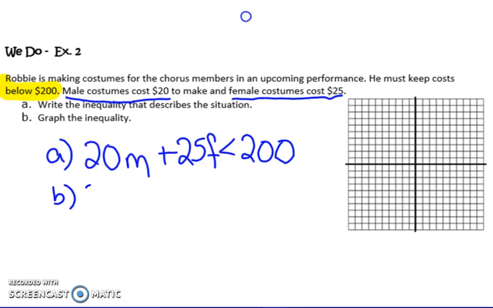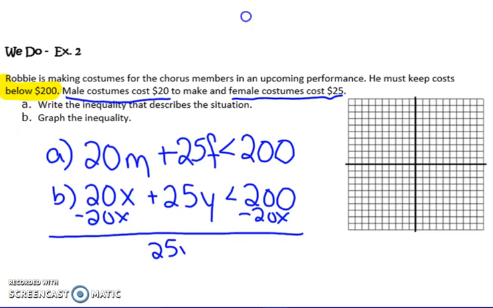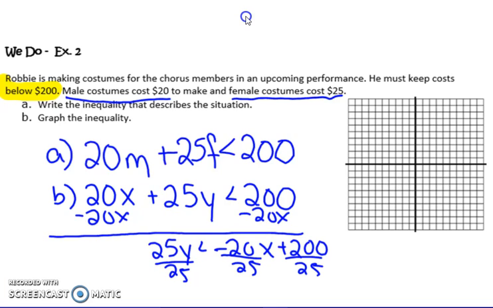Well, again, we want to graph it, so I'm going to turn it into x and y, and x is always first in standard form. So from here, I'm going to subtract 20x on both sides, and I'm going to have 25y is less than negative 20x plus 200. We need to get y by itself, so I'm going to divide all my terms by 25, and I am left with y is less than negative 4 over 5x plus 8.